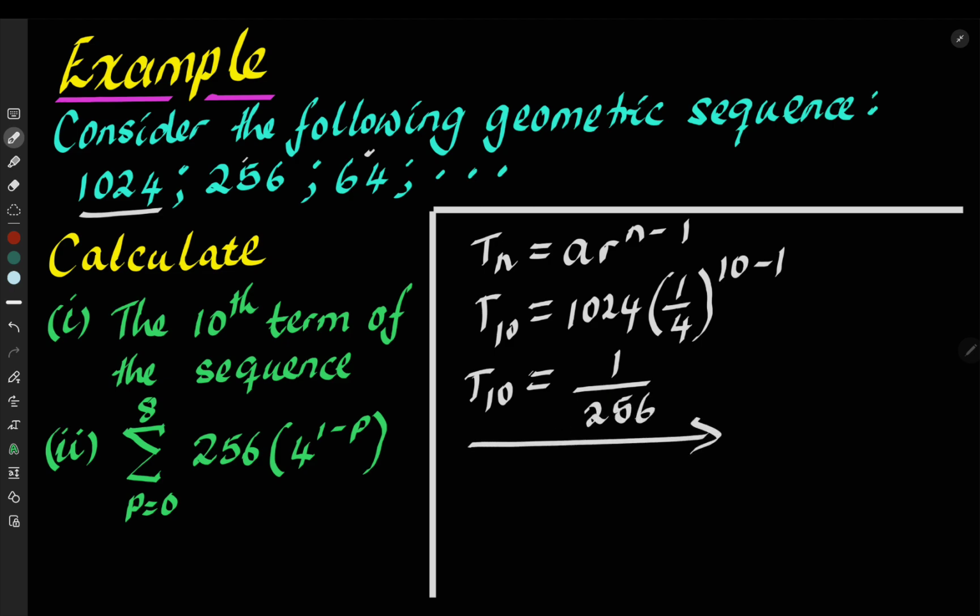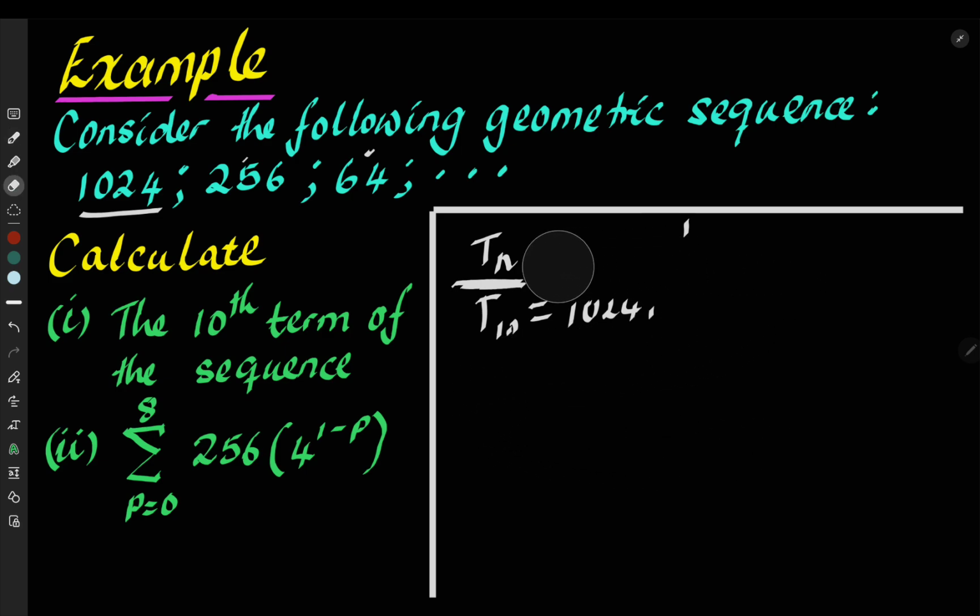And that is how you determine the 10th term. So every time they ask you to determine the 10th term, the nth term, you always have to use your Tn formula. Now, in the next part, we are asked to determine the sum of the terms from P is equal to 0 of the formula 256 bracket 4 to the power 1 minus P.